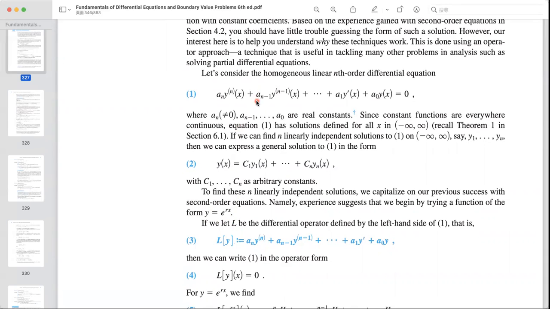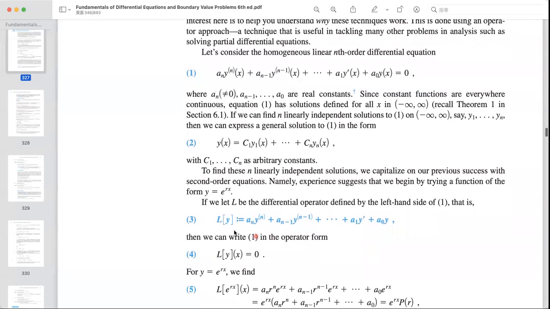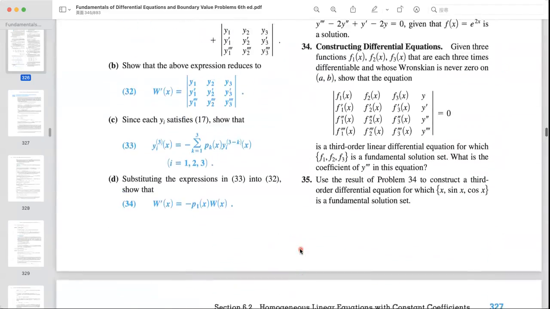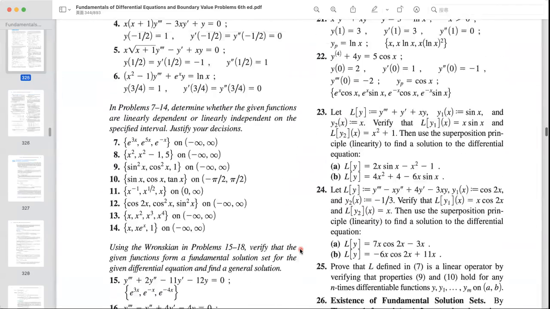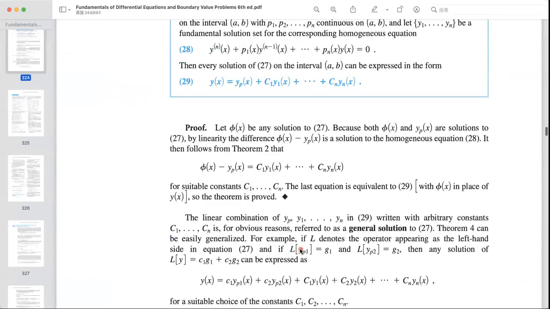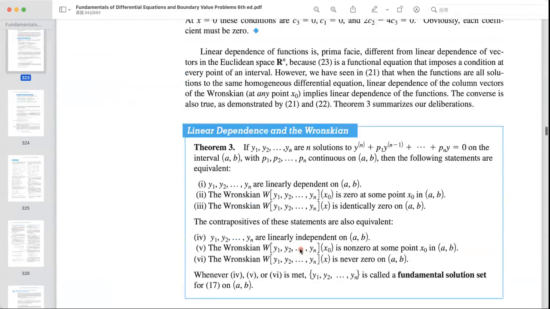Remember, before we like to use a differential operator to rewrite equation number 1 as equation number 4, L[y] equal to 0, where L[y] is a_n y^(n) plus a_{n-1} y^(n-1) plus ... plus a1 y' plus a0 y. And remember, what is L? Let me change to the previous section. This is important. Let me show you.